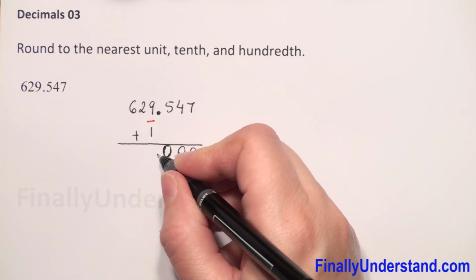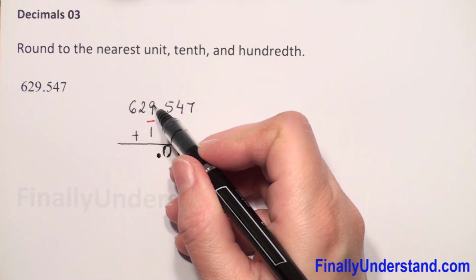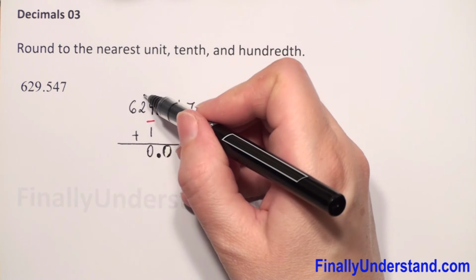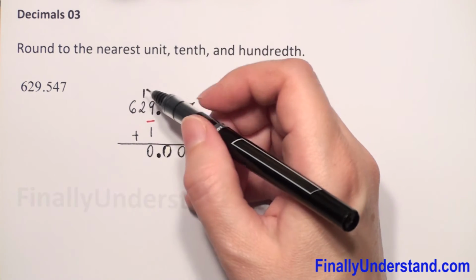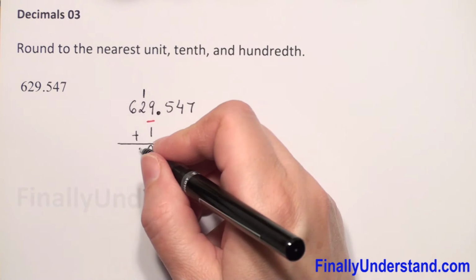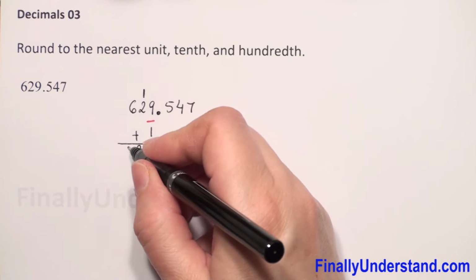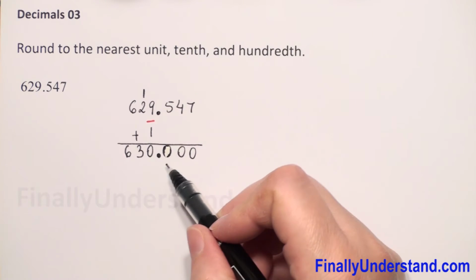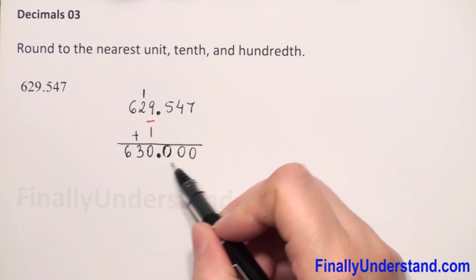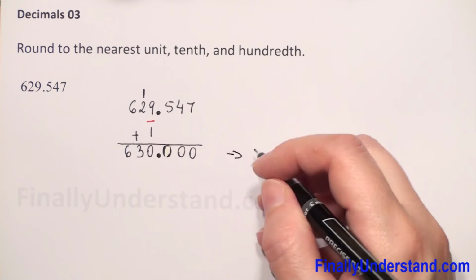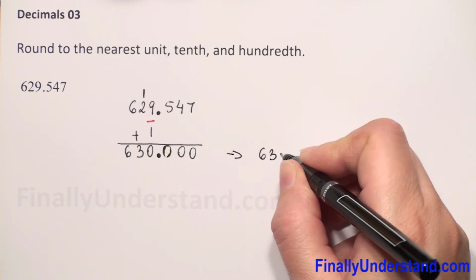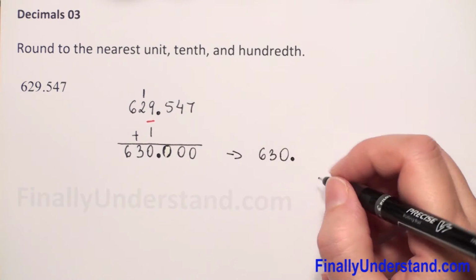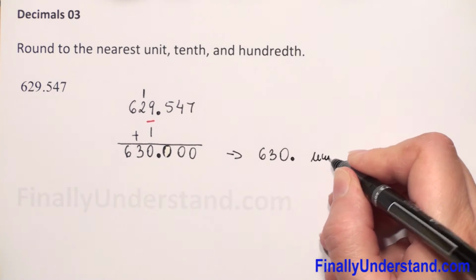We have to copy the decimal point. And now we have 9 plus 1 is 10. So we have to write 0 and we have to keep 1. And 1 plus 2 gives me 3. And we have to rewrite 6. When we have zeros after the decimal point, we don't need to write these zeros. So our number will be 630, and we can write the decimal point. This is our rounding to the nearest unit.